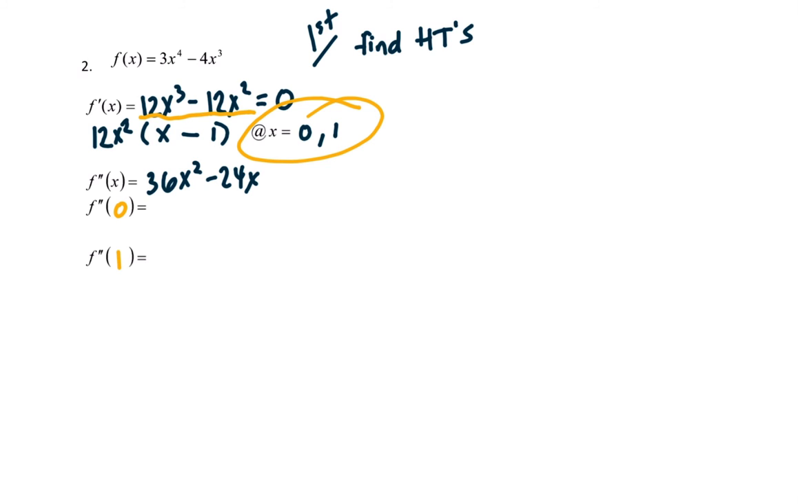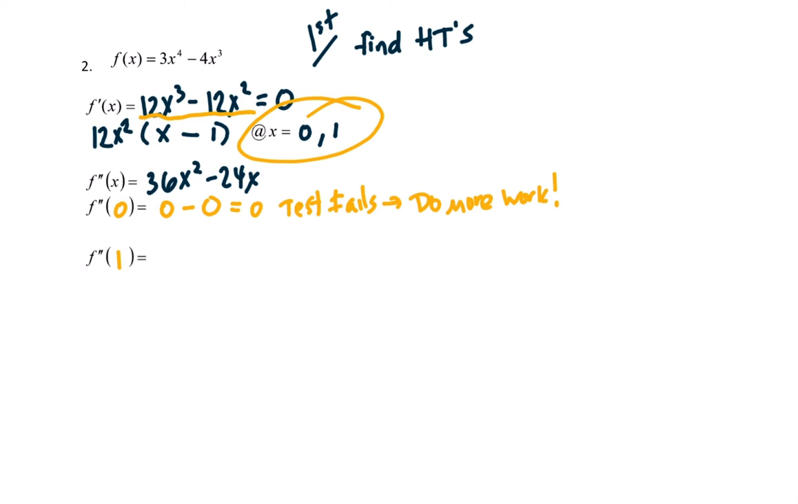Now, unfortunately, when I plug in 0, 36 times 0 is 0, minus 24 times 0 is 0, I get 0, which means the test fails. And so I'm going to have to do more work, which I know is exactly what you guys like to hear.